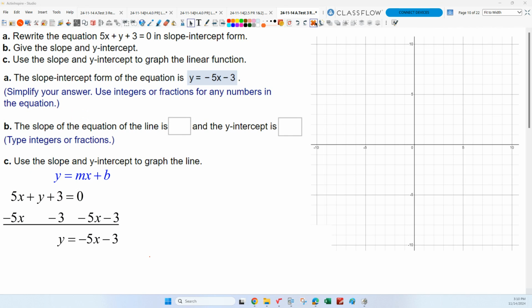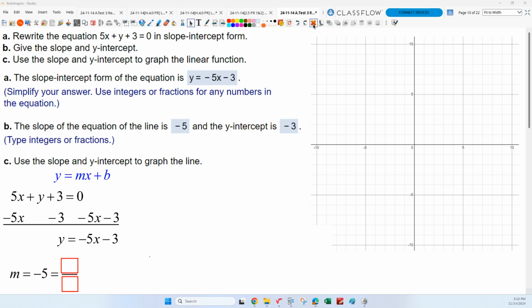What's my y-intercept? Negative 3. How come? Because that's b, right? That's the meaning of b in slope-intercept. So the y-intercept is negative 3. What's the slope? Negative 5. Good. So now when we want to graph any line, really all that takes is 2 points, right? 2 points defines the line, and then I just connect and extend.